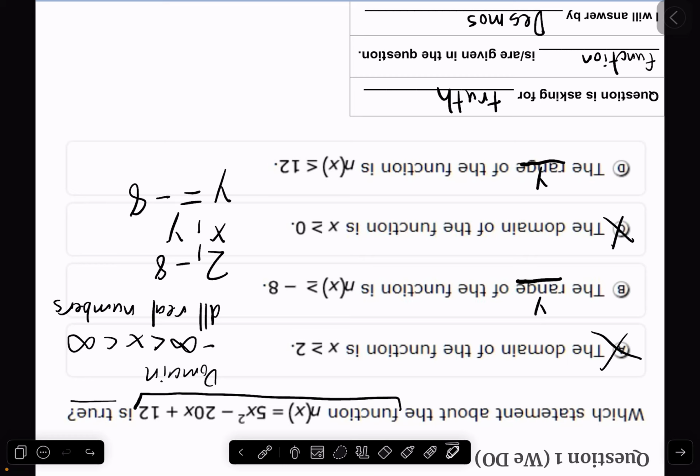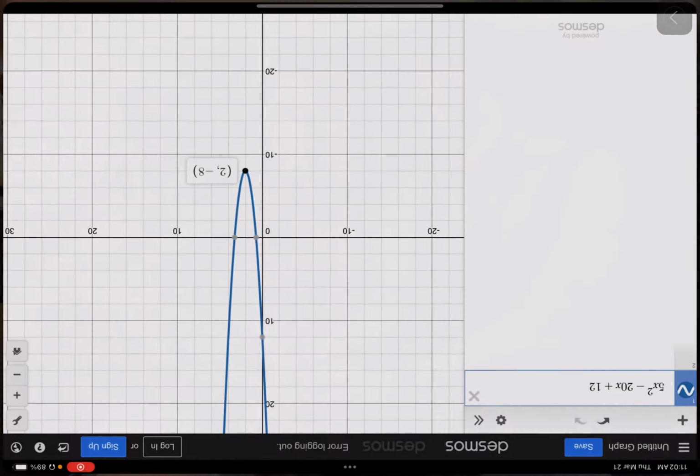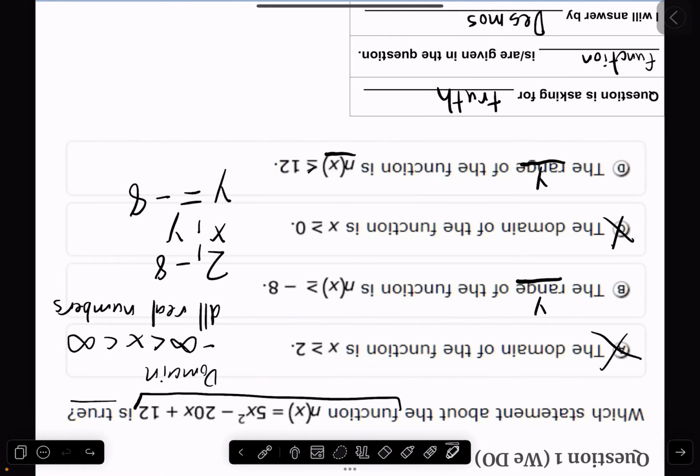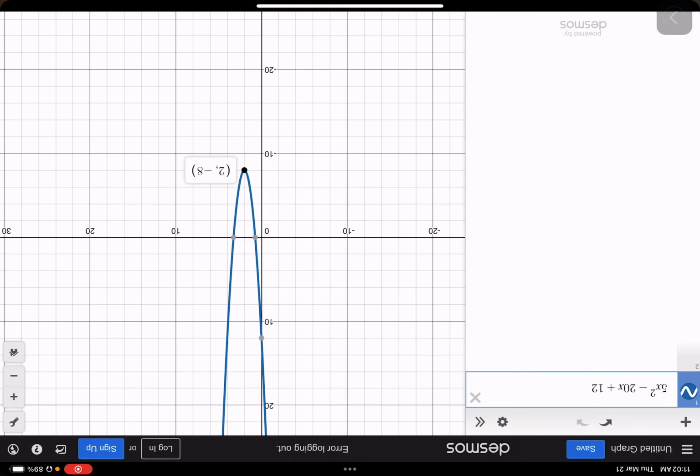Now let's look at our answer choices here. The range of the function is n of x is less than or equal to 12. So does that work? Well, I don't even know where we're getting this 12 from, but also less than doesn't seem to make much sense. So, and this is greater than. So greater than negative 8, well, let's see.